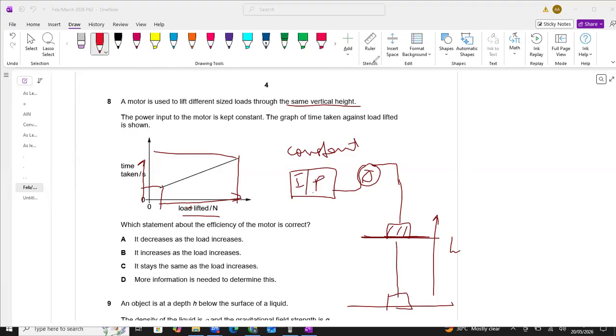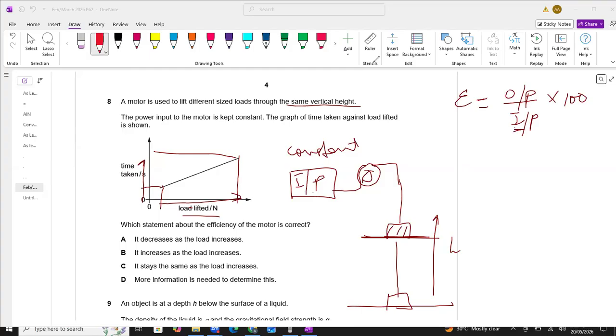All right. So now, student, they are asking about the efficiency of the motor. So what is the formula of efficiency? The efficiency formula is useful output power divided by input power multiplied by 100. So basically the input power is kept constant.